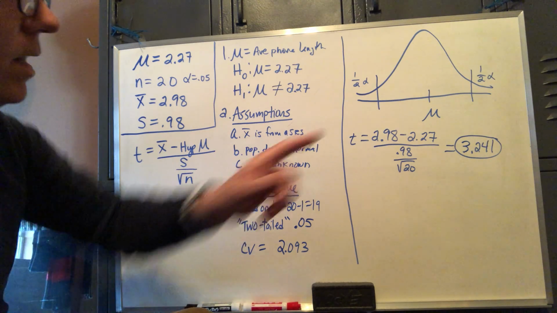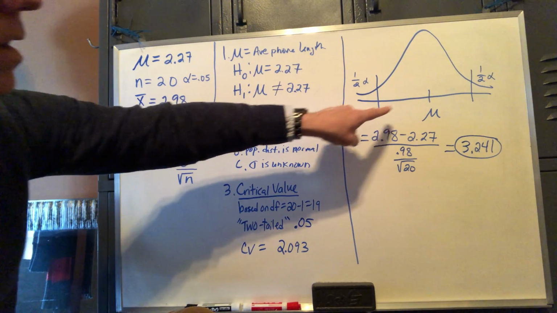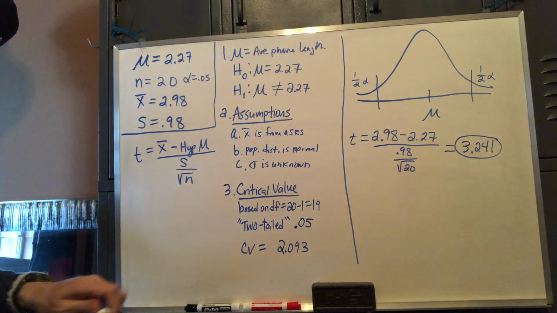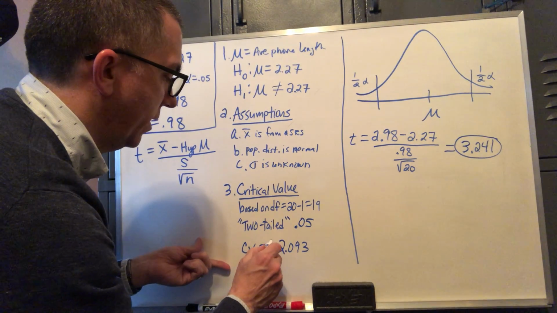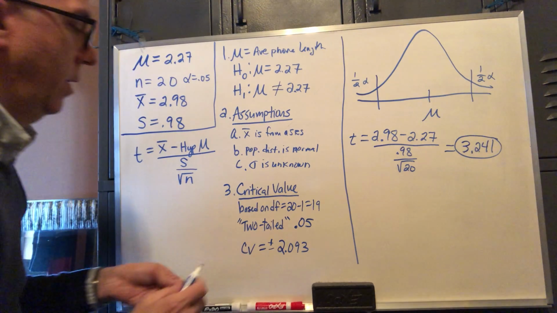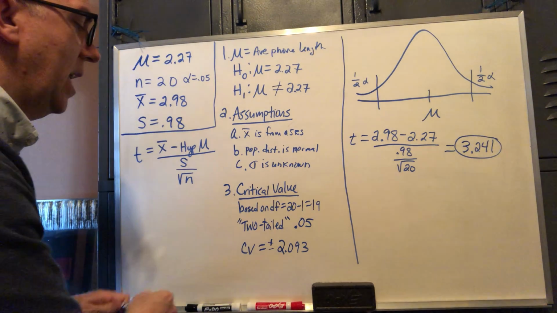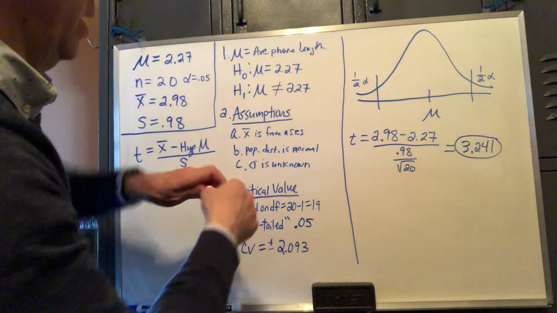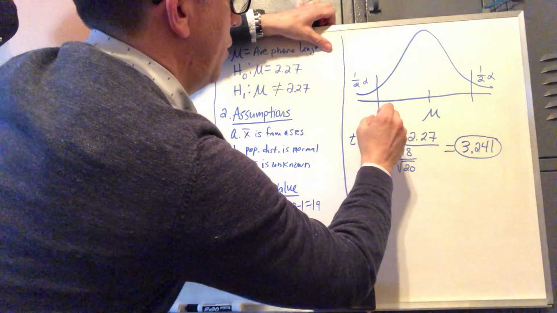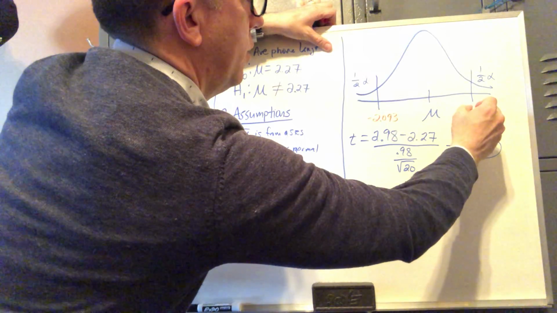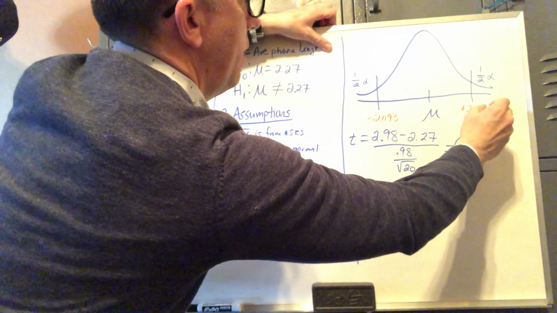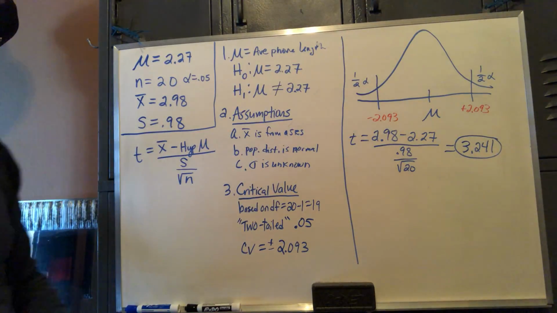2.093. But wait a second, look over here. We have two places for critical value. One is negative, so let me put a plus or minus in front of this. One is negative 2.093, and the other is positive 2.093.